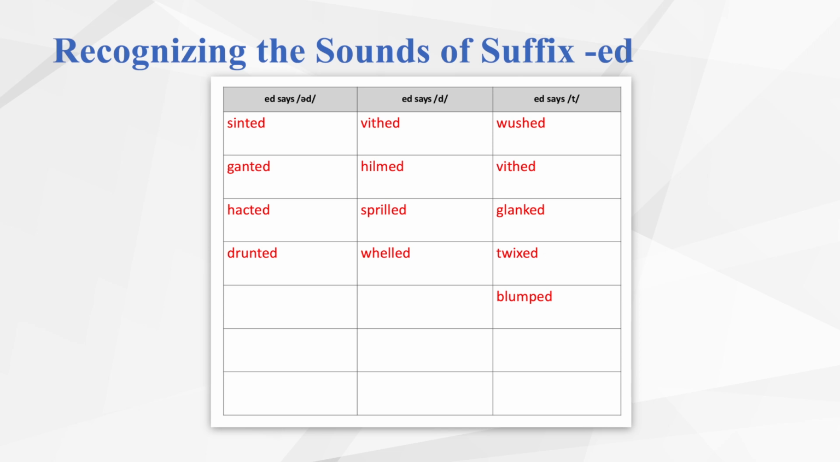In the column where ed says t, we should only have base words that end with an unvoiced sound. So whooshed, vithed, glanked, twixt, and blumped. Lots of new information for some of us, and practicing these concepts using nonsense words gives us an idea how this might feel for students.